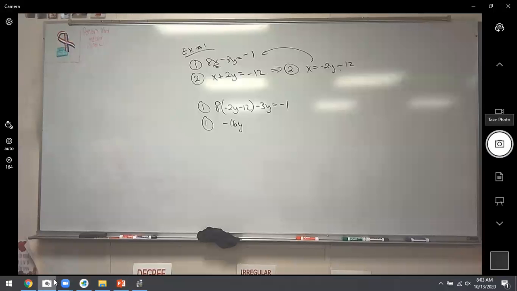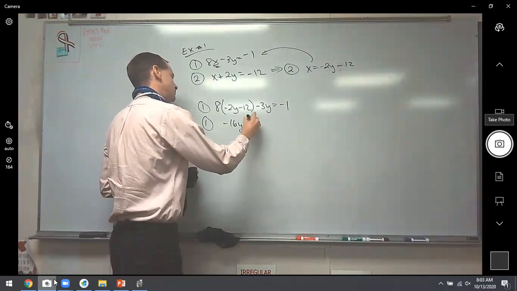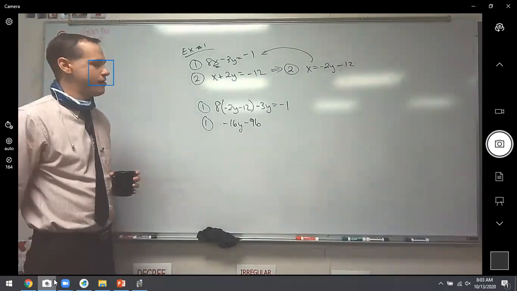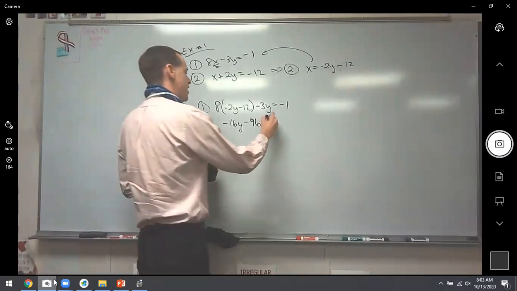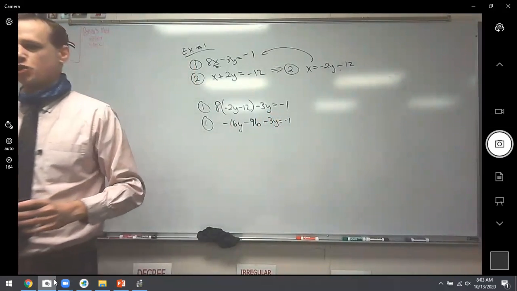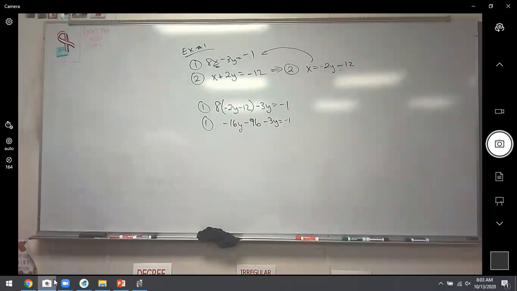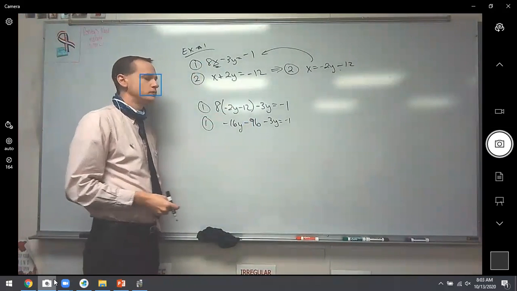Then when you distribute the 8 to the -12, 8 times 12 is 96. Feel free to use your calculator on these things. So you got a -96 there. Still got your -3y there, and you still got your -1. So just having organization is critical to get through these problems. The concept is not hard. It's just distributing, not letting things disappear and stuff like that.